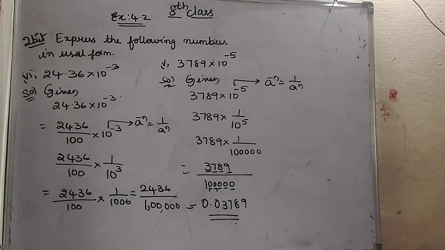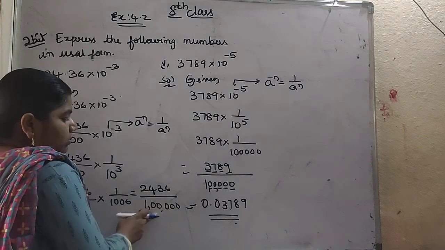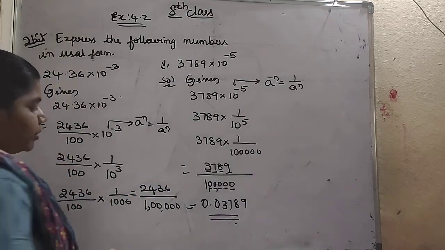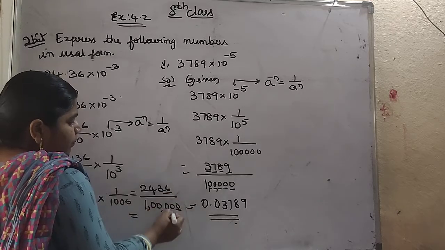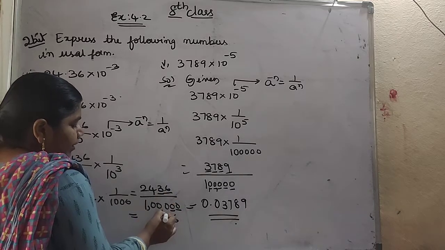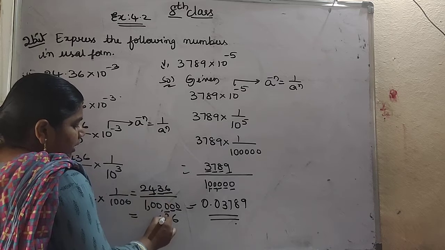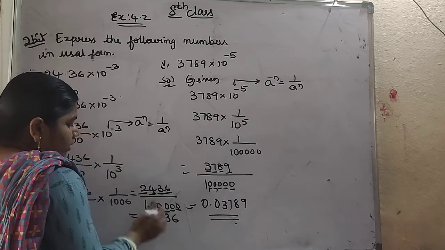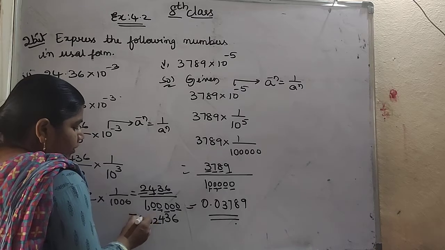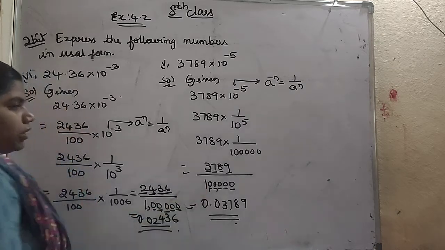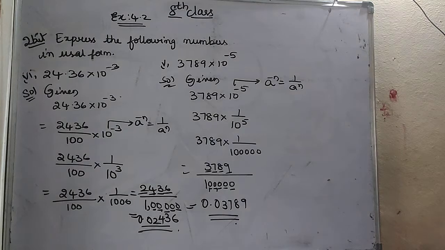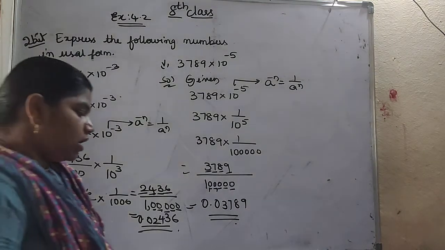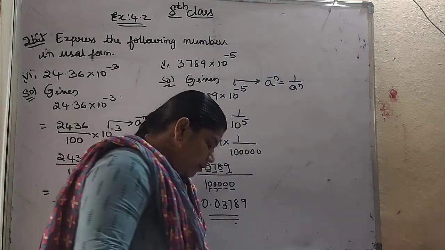Now we have to convert into a smaller number. How many zeros are there? 5 zeros. So before 5 numbers we have to place a point. That will be first zero, first number; second zero, second number; third zero, third number; fourth zero, fourth number; fifth zero, we don't have any number, so 0. So what is the answer? 0.2436 is our answer. So this is our second bit.